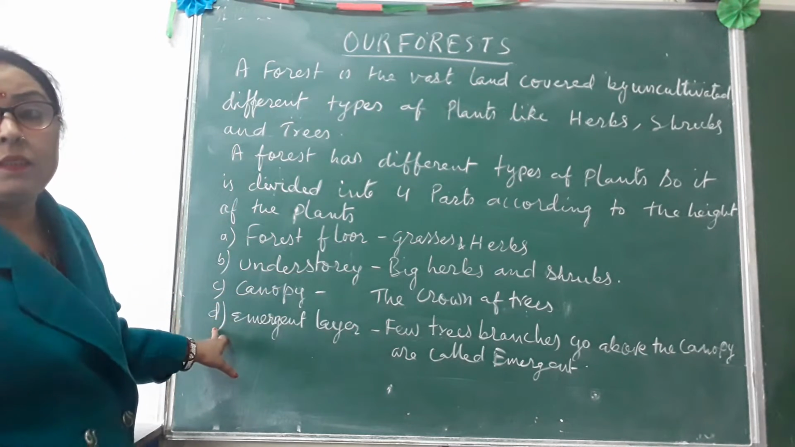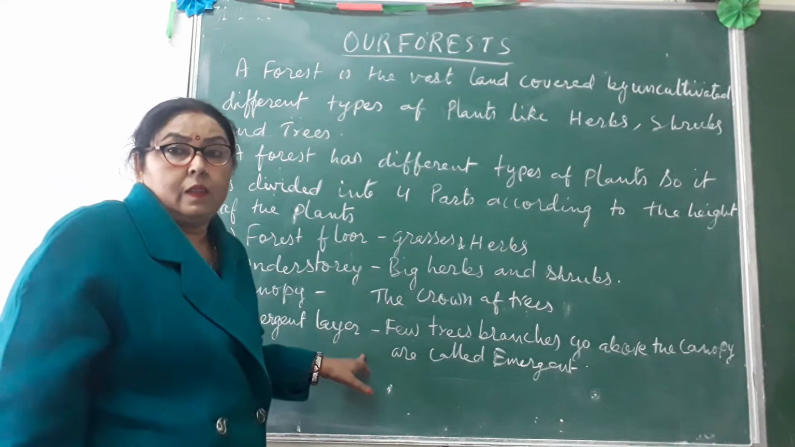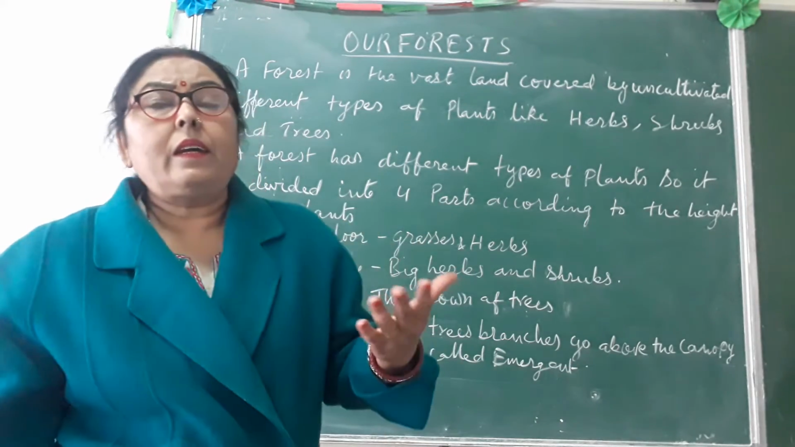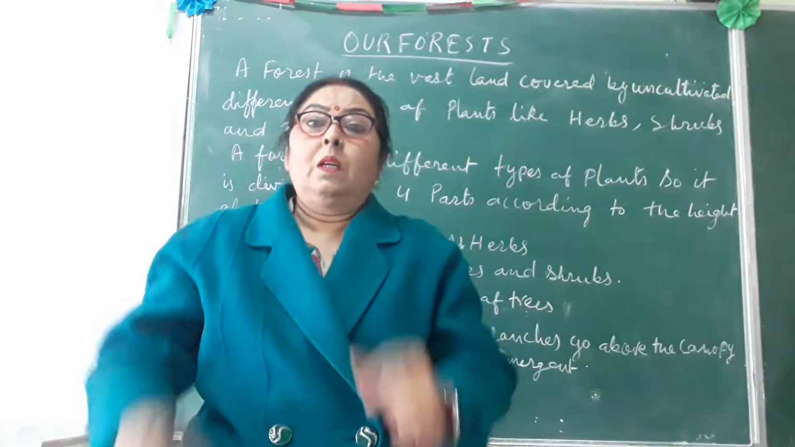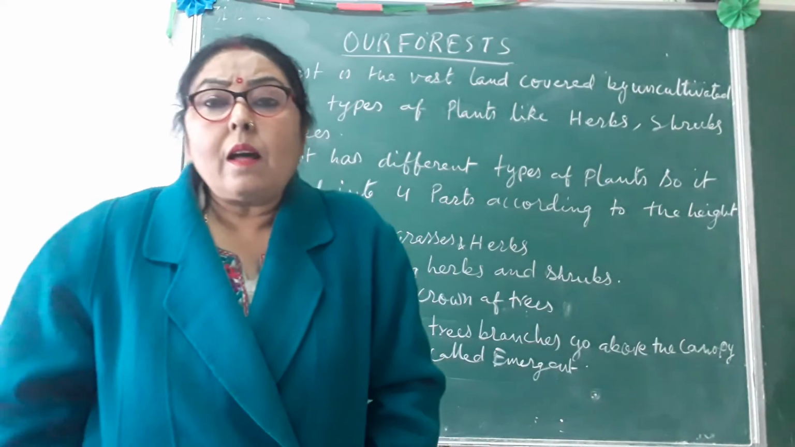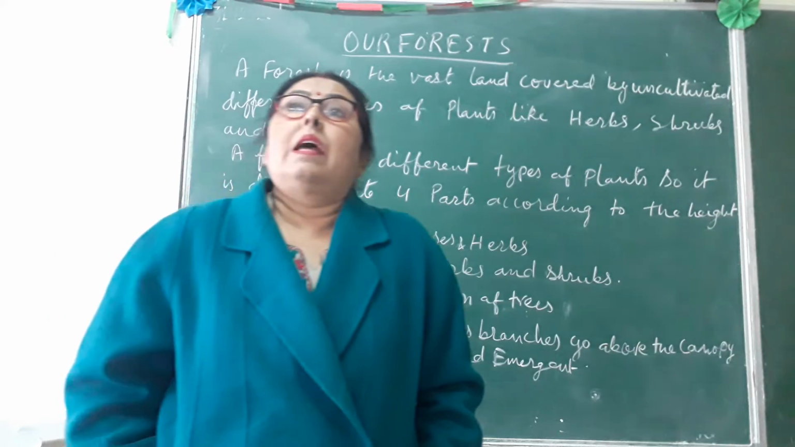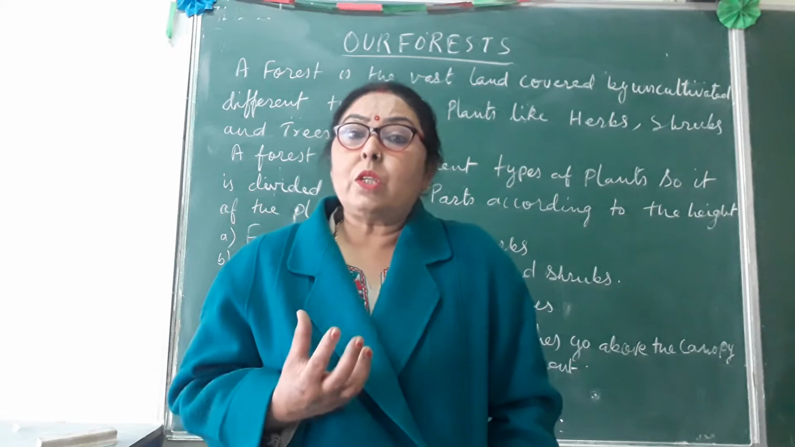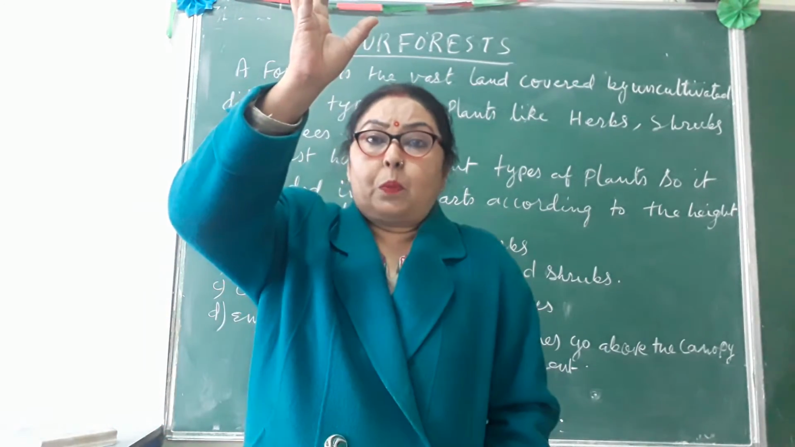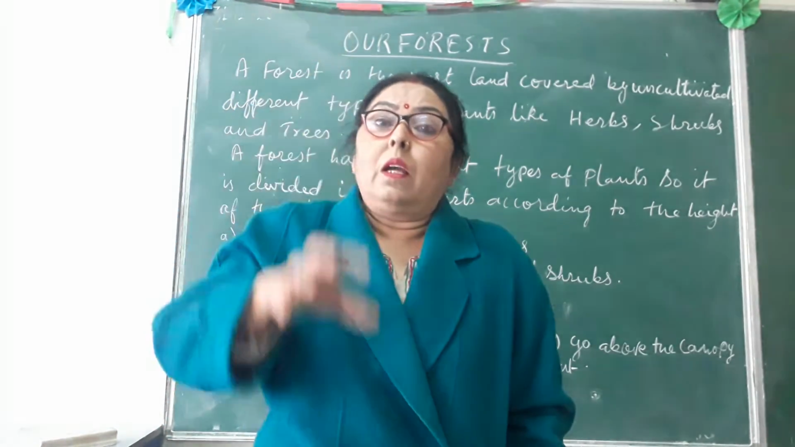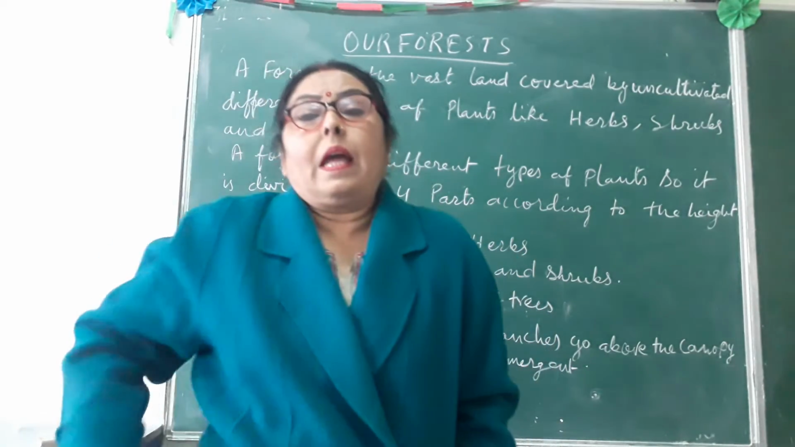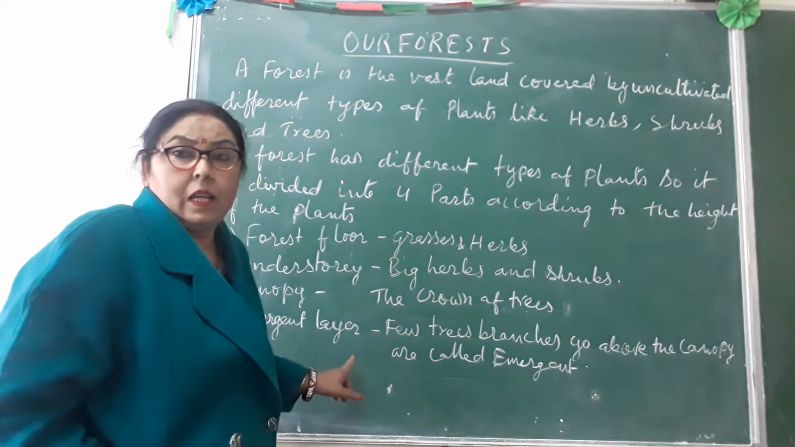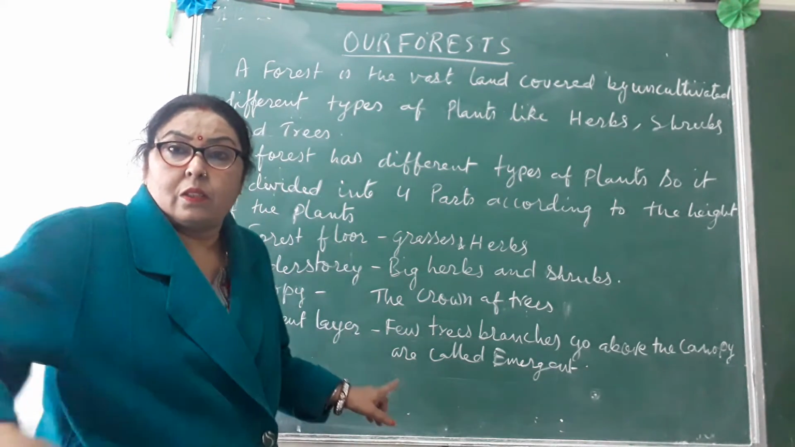And the last one is the emergent layer. Emergent layer is the layer which is above the canopy. Canopy is the crown of the trees, and a few trees' branches emerge from the canopy, means they go up above the canopy, and thus this layer is called the emergent layer. Got it?